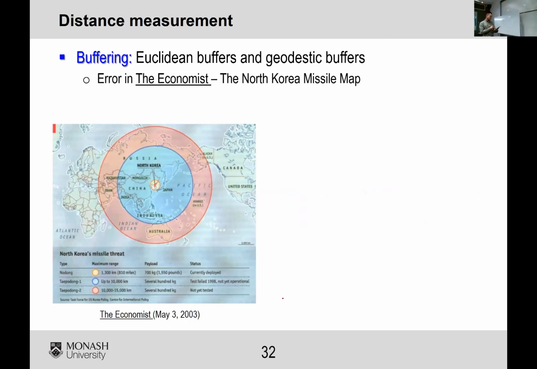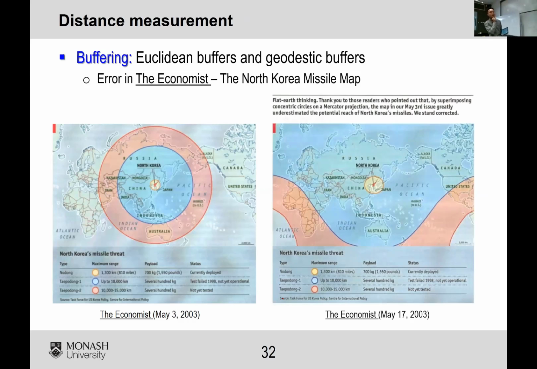But in fact, this is the updated graph The Economist published 2 weeks later in the next issue. So they corrected their drawing. Well, now it seems a big threat to America, which is the actual case, the real case. So see if we get the buffer wrong in these circumstances, how big the misunderstanding would be.